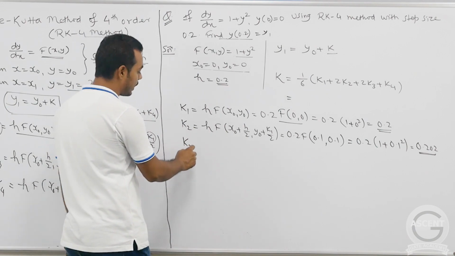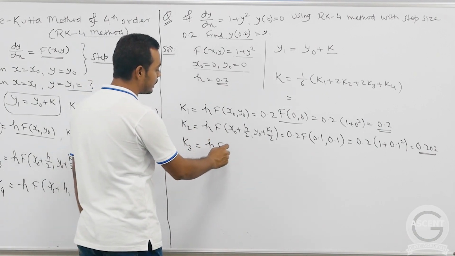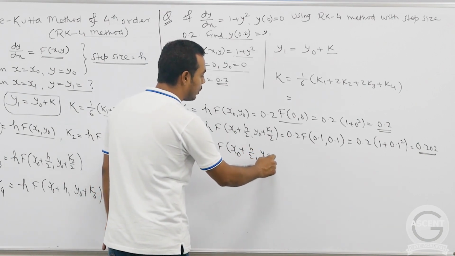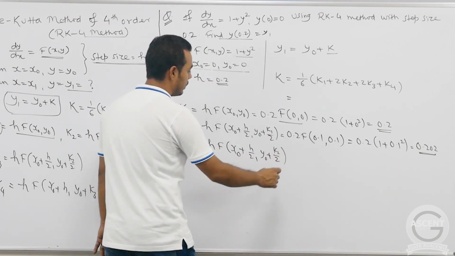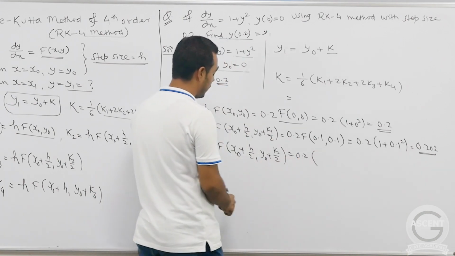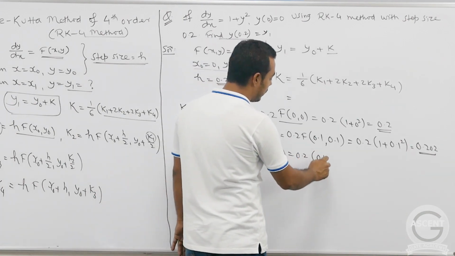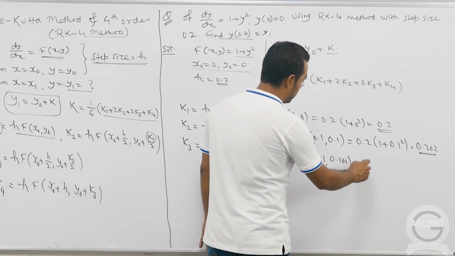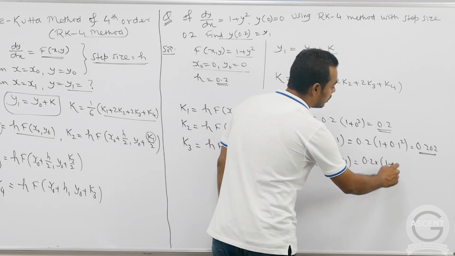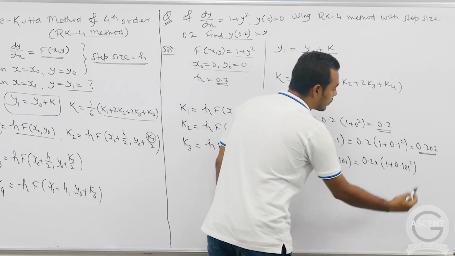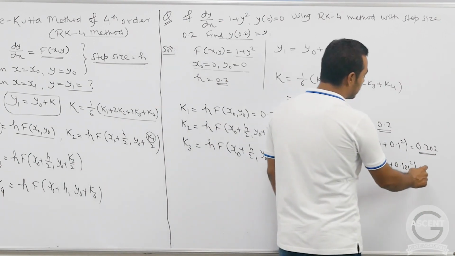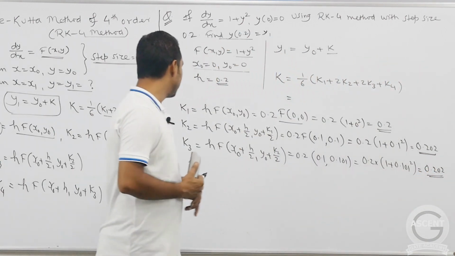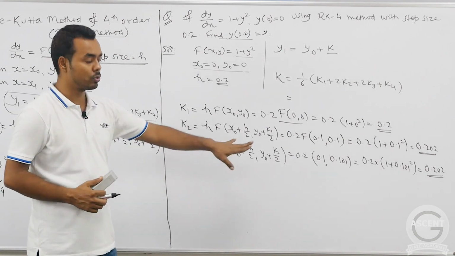Now we need to calculate k3. So k3 will be h into f of x0 plus h by 2, y0 plus k2 by 2. So this will be 0.2, x0 plus h by 2 will be 0.1, y0 plus k2 by 2 will be 0.101, so this will be 0.2 into 1 plus 0.101 square. Now if you perform the calculation, then you will get this number 0.202. Okay, so this will be the value of k3, 0.202.